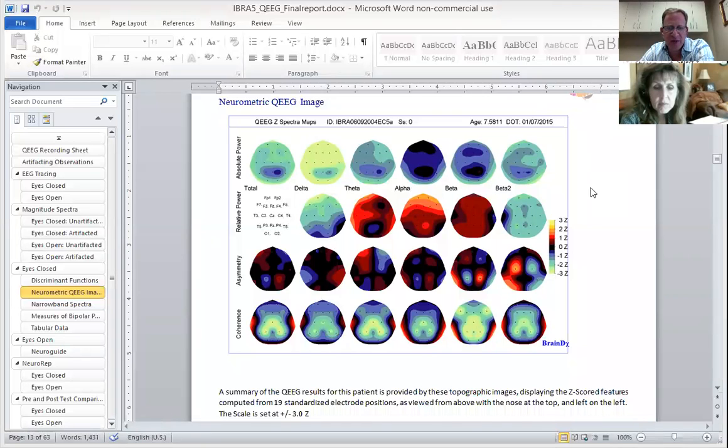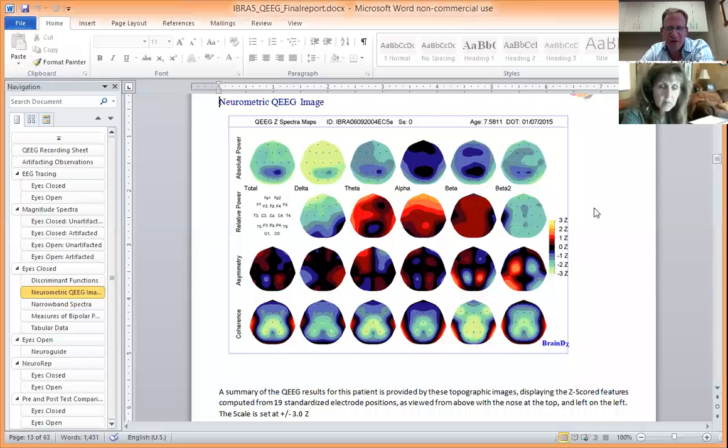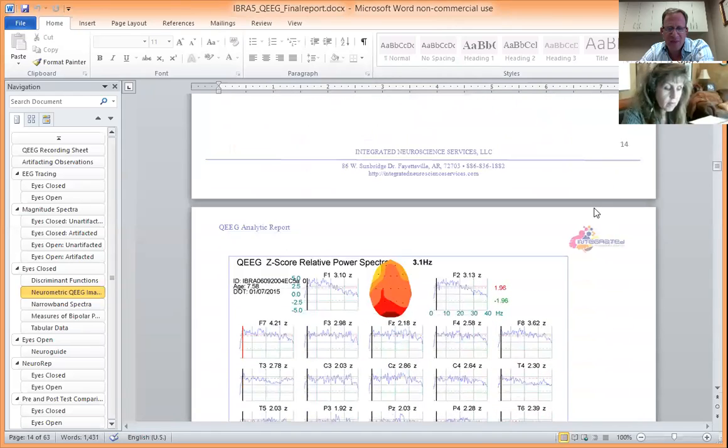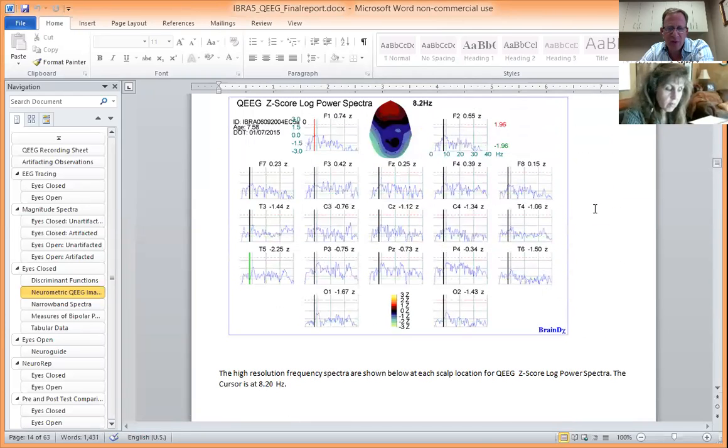So this is the eyes closed frequency-based map in Brain DX, and we can see a little bit in relative theta and alpha. Still some mild effects over the left temporal to frontal region. And we'll just look at that more specifically. Absolute power is all normal. So you can see all of these are below the red line cutoff.